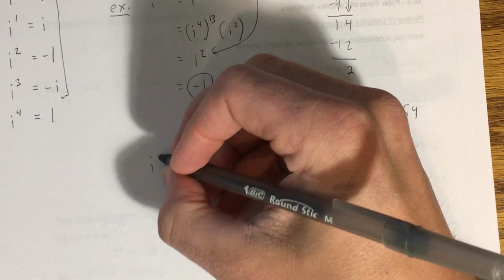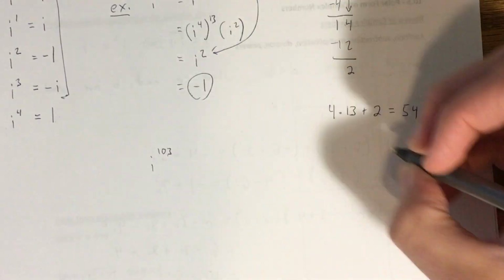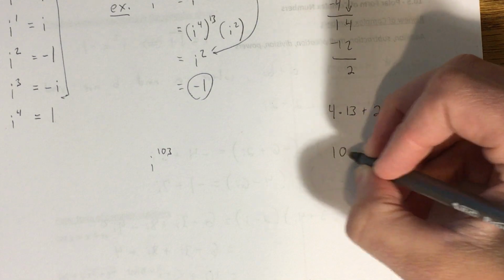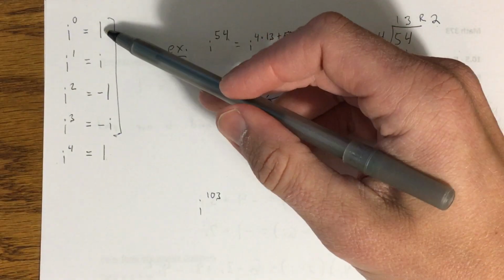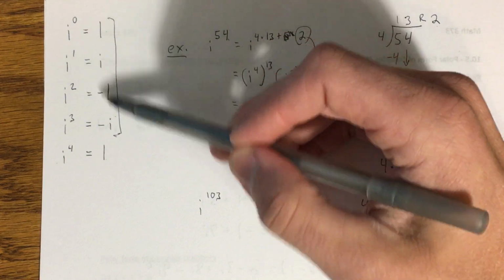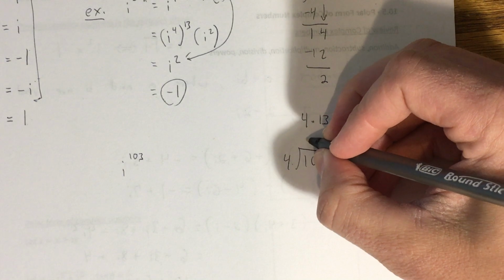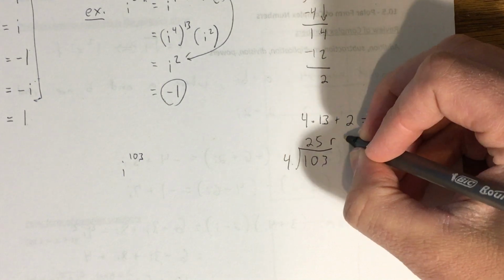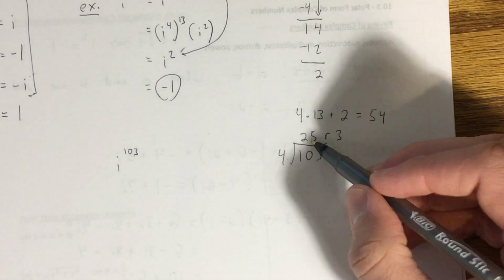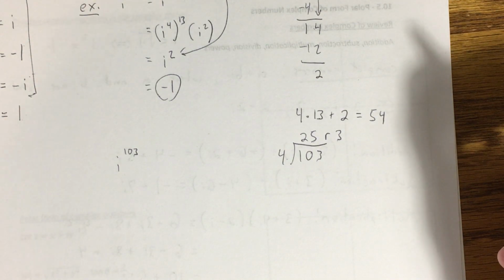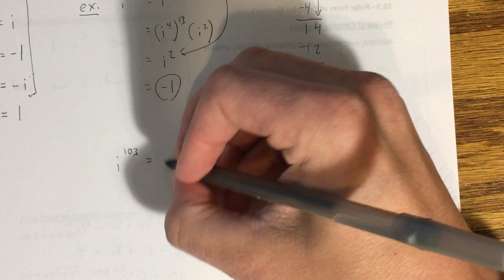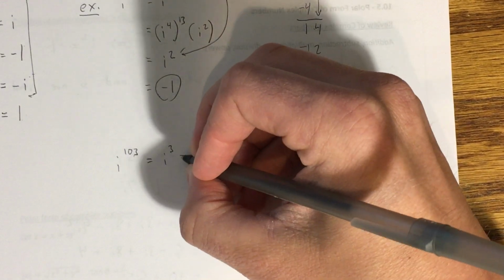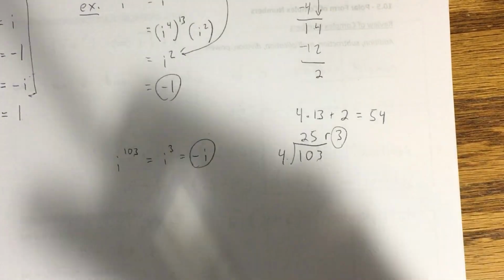If I wanted to do i to the 103rd power, I just would take 103, divide it by 4, and I'm using 4 because that's how many different answers there are in this cycle, this pattern. If I were to do that division, I would end up with 25 with a remainder of 3. The 25 doesn't matter. It doesn't really play a role anywhere. What matters is the remainder. This will end up being the same thing as i cubed, which is negative i.